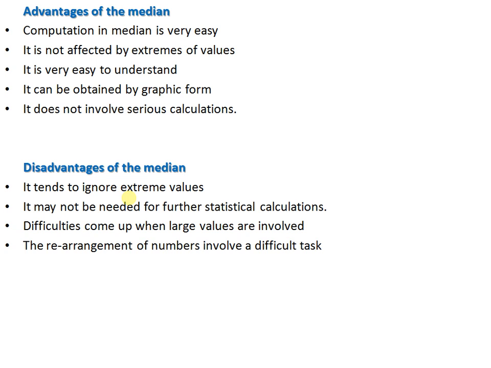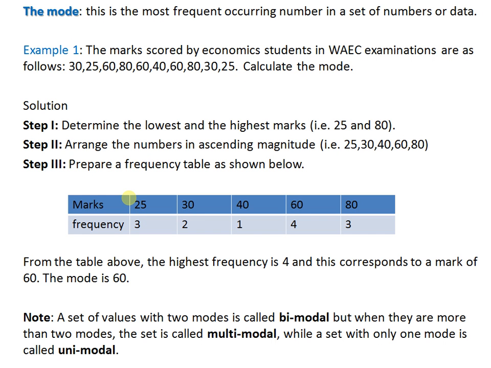And the third is the mode, which is the most frequently occurring number in a set of numbers or data. Example: the marks scored by economics students in the WAEC exam are as follows. These are the marks. So you are to calculate the mode.